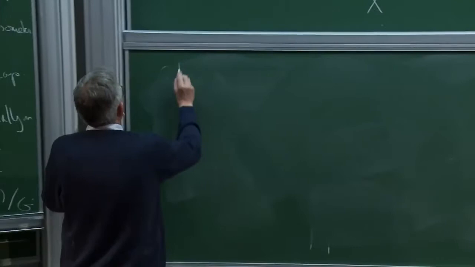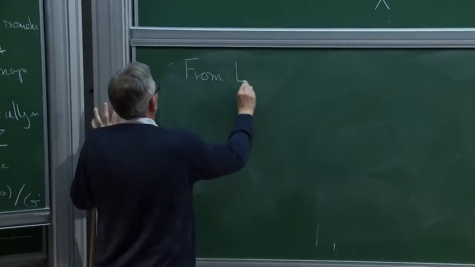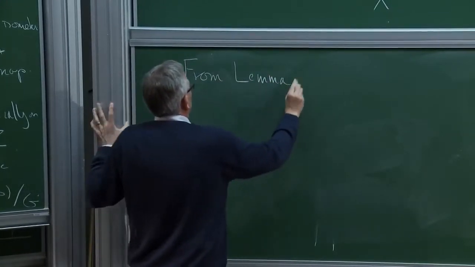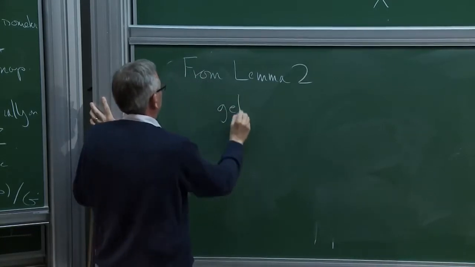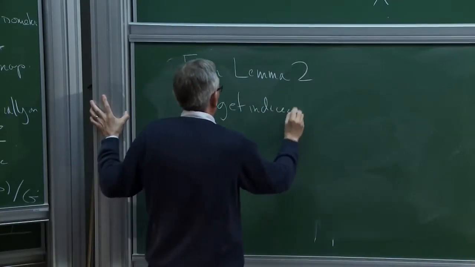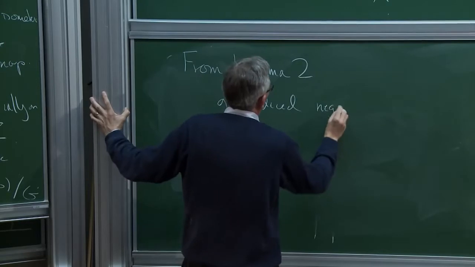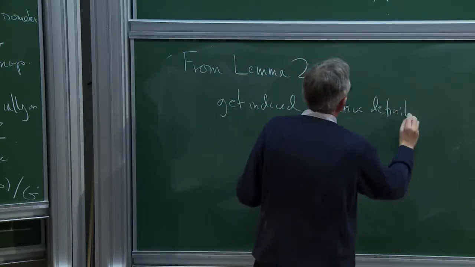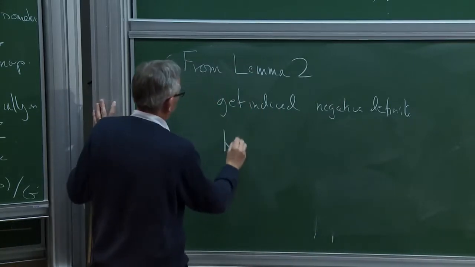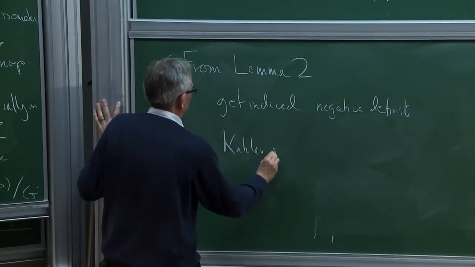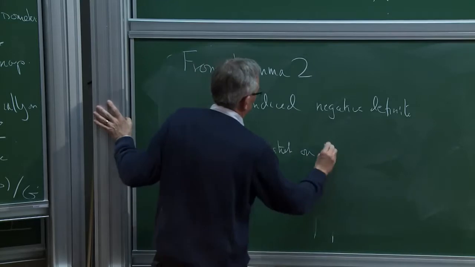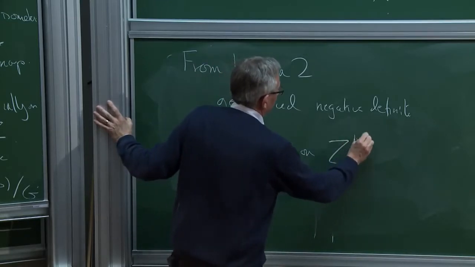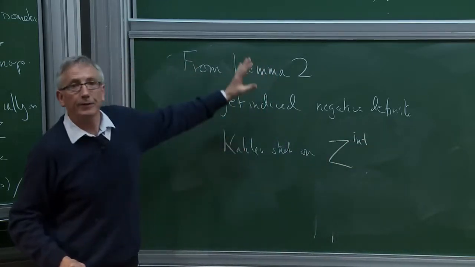So from lemma 2, we get an induced, with our sign convention, negative definite, because we can multiply it by -1, the positive, Kähler structure on this space Z int.